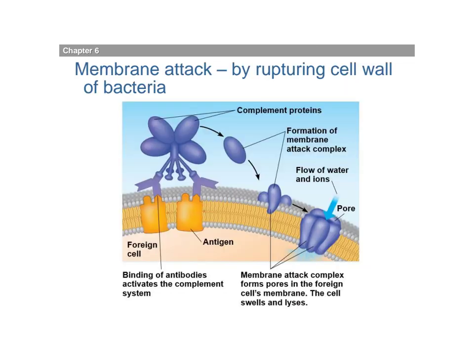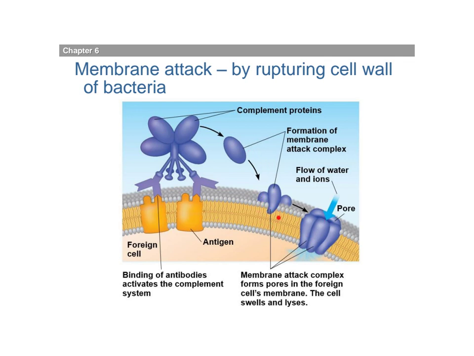This is an illustration of how complement proteins aid in the attack of a bacterium. In this particular case, we see the binding of antibodies to antigens on the surface of a foreign cell. We can assume this is a bacterium. So the antibodies are here. They attach to the antigen. A complement protein is then able to attach to the antibody. And these complement proteins can then attack the cell membrane.